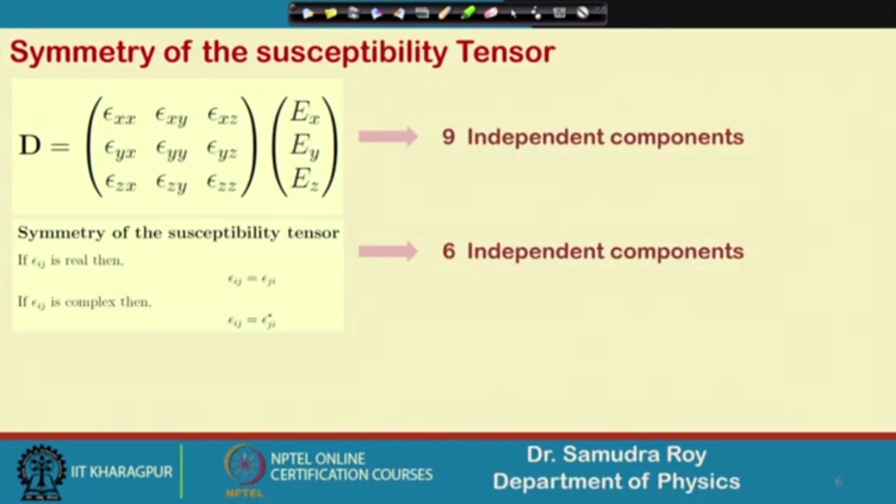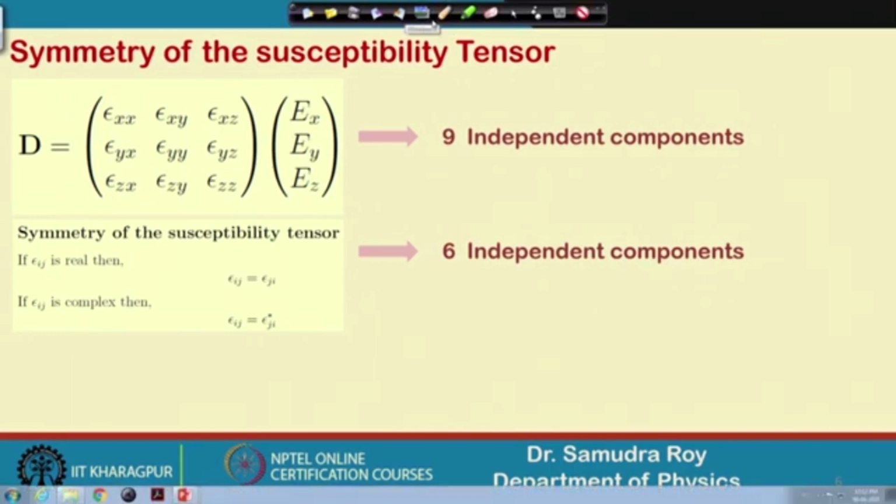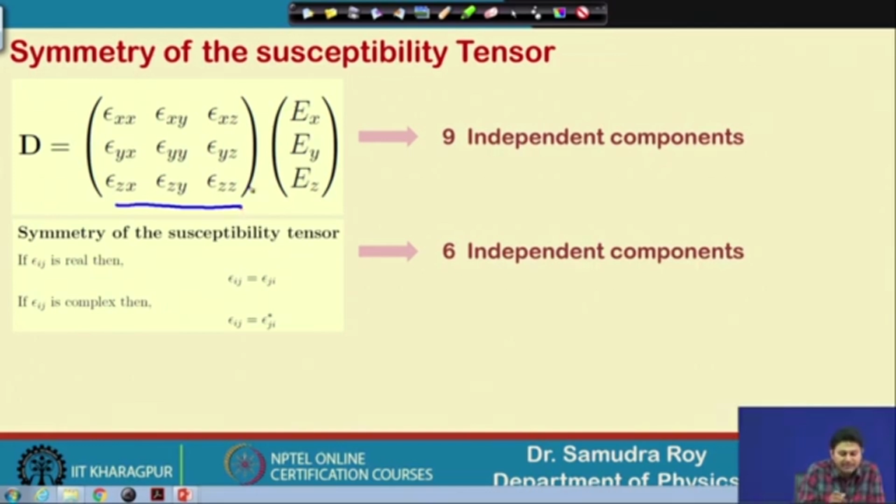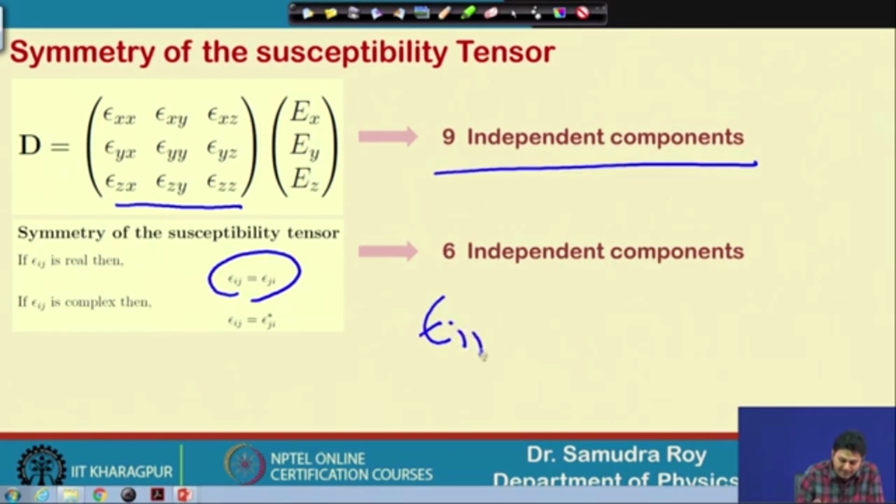So, the same thing, the D vector can be represented in terms of the susceptibility tensor, and here the susceptibility tensor is written in this form. It has 9 different components as written, but these 9 components may not all be different, because the susceptibility tensor has some kind of symmetry. Here the symmetry is, if they are real quantities, then epsilon ij is equal to epsilon ji.